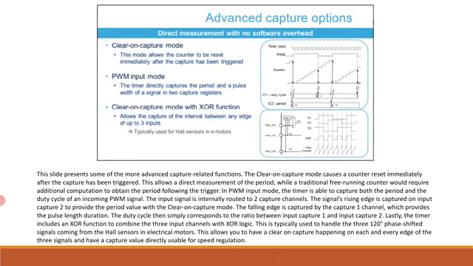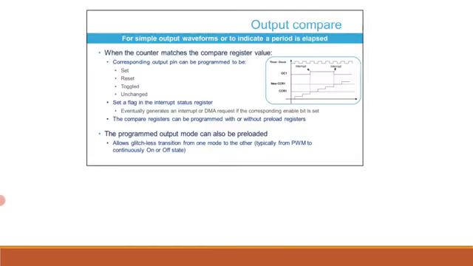So let's look into the output compare features. A compare event is generated when the counter matches the value of the compare register. This event can trigger an interrupt or a DMA request and can be reflected on the corresponding output pin by an output set, output reset or output toggle.